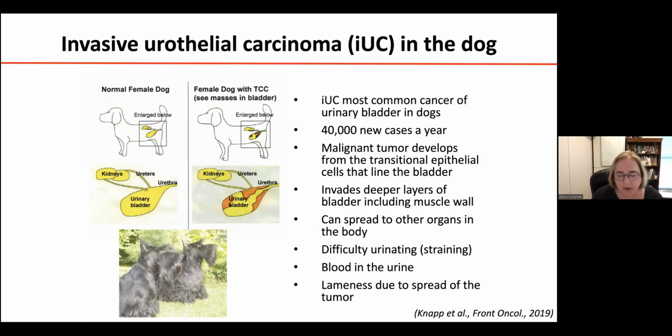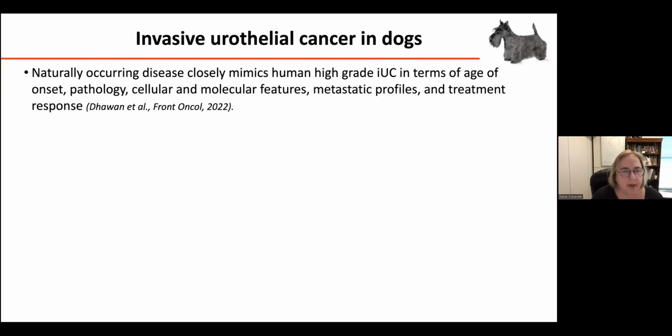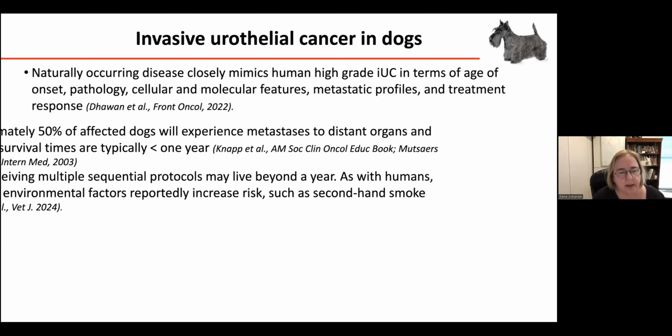Dogs come in with difficulty urinating, blood in the urine, or lameness due to the spread of the cancer. Importantly, this is a naturally occurring cancer. It closely mimics human high-grade IUC in terms of age of onset, pathology, cellular and molecular features, metastatic profiles, and treatment response, much as you heard about osteosarcoma previously.